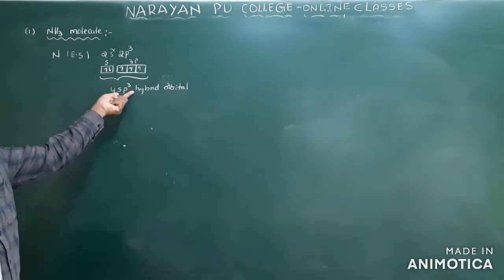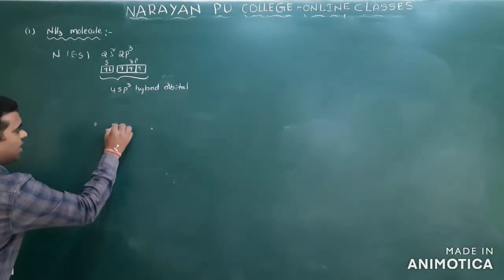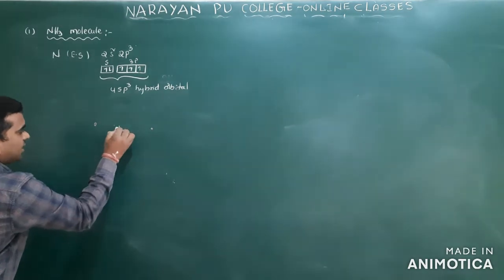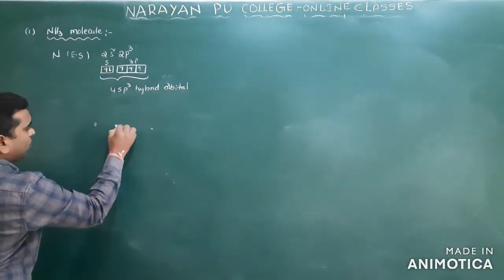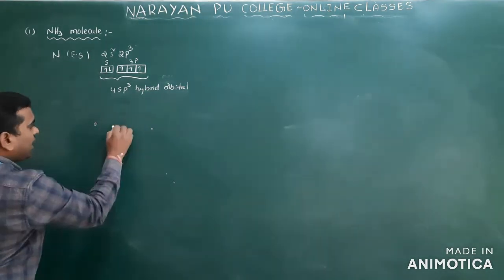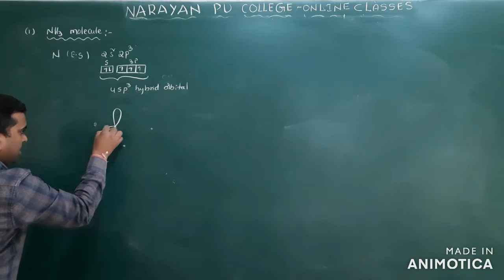Then you have to write the structure as tetrahedral. Here nitrogen is in the middle. Then I will write here the hybrid orbitals.